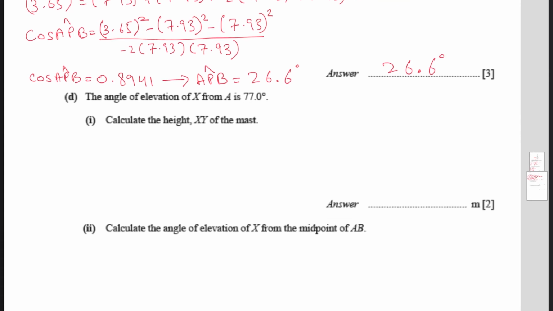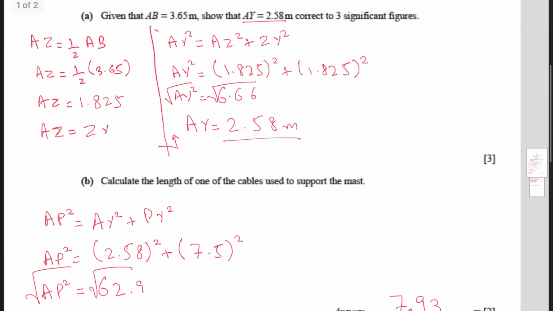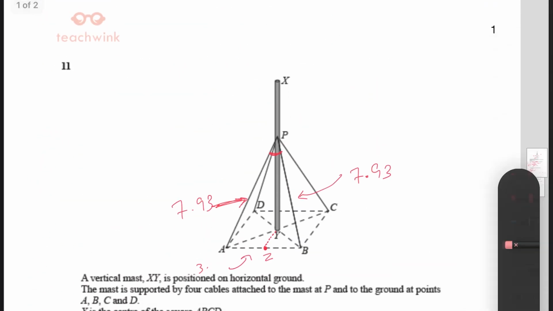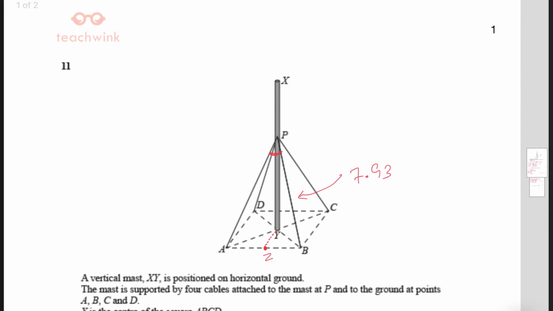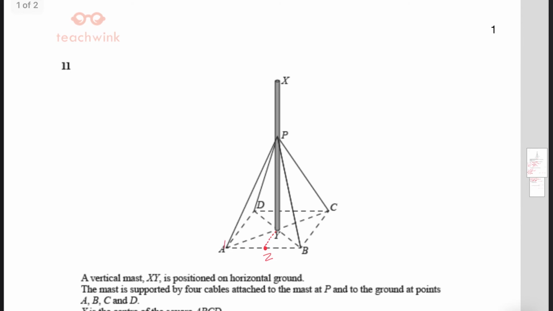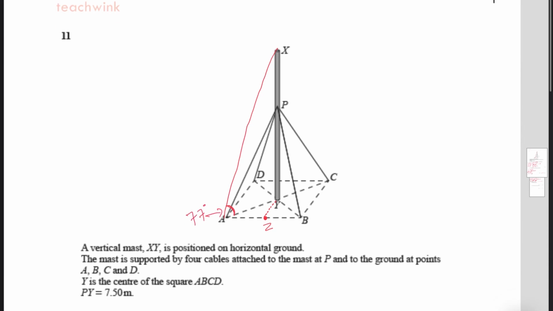The angle of elevation of X from A is 77 degrees. Part 1 says calculate the height XY of the mast. So what they mean by this part is, let's remove all of this first. They're saying that if you draw a straight line from A all the way to X, then this angle right here is 77 degrees. And they've asked us to find the length of this one, XY.